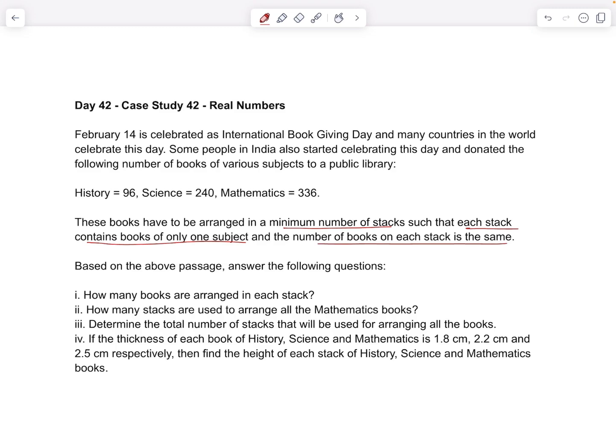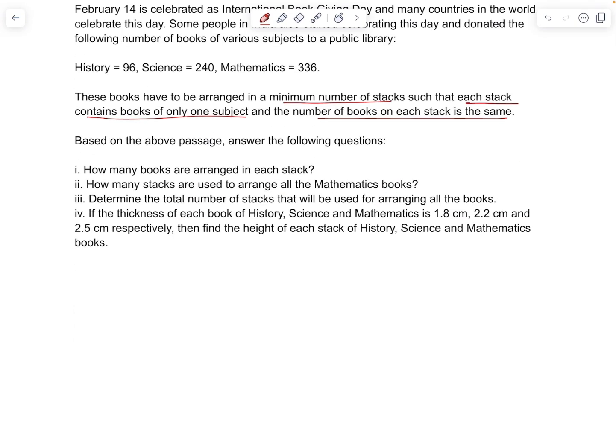To get the minimum number of stacks, the number of books in each stack must be the maximum possible common number that divides 96, 240 and 336. So we have to get the HCF of these three numbers. How many books can be arranged in each stack? The HCF of these three numbers 96, 240 and 336.